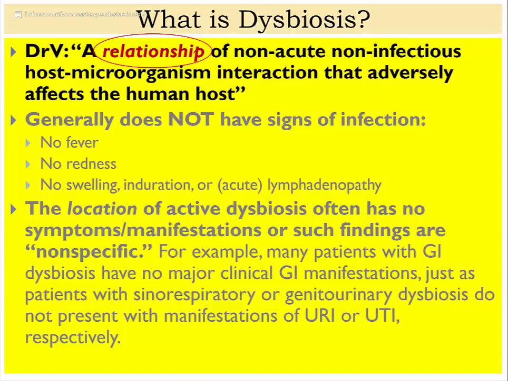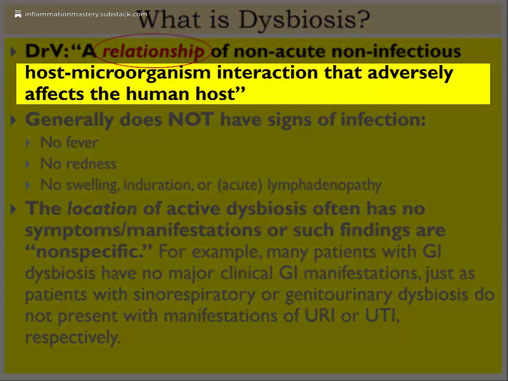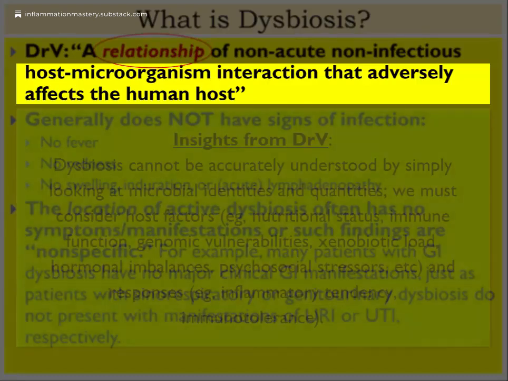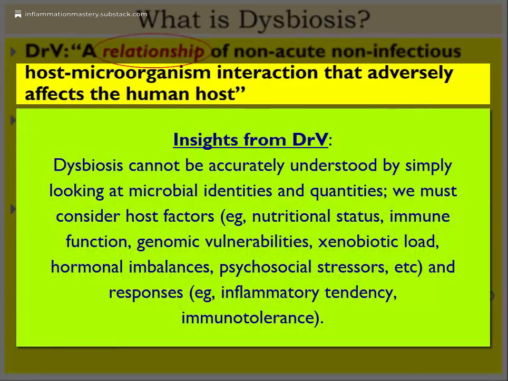My definition of dysbiosis is that it is a relationship of non-acute, non-infectious host microorganism interaction that adversely affects the human host. We could abbreviate that slightly by saying that dysbiosis is a relationship of adversarial host microorganism interaction, or a relationship of host microorganism interaction that adversely affects the human host. So the concept of dysbiosis, in my opinion, can't be explained simply by looking at bacteria and other microorganisms. We have to look at the effect that those have on the human host.